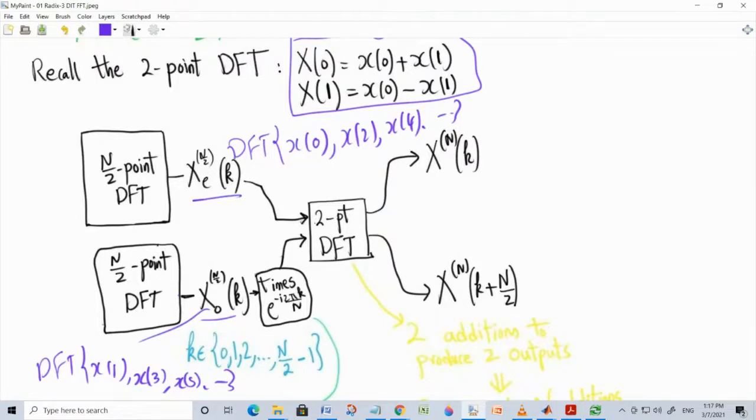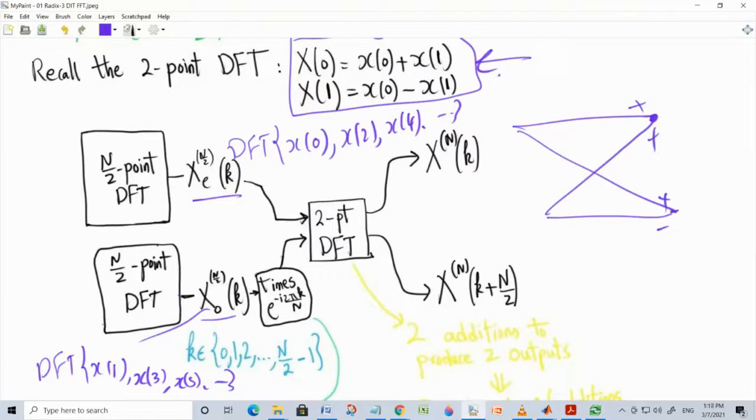And then we do a 2-point DFT, right? Remember what we did last time. You have an upper output, which is the sum, and then a lower output, which is the difference. And what is sum and difference? It's just the 2-point DFT. So this is a nice way of thinking about it: to produce outputs X[k] and X[k + N/2], we apply a 2-point DFT to the kth outputs from these two blocks.